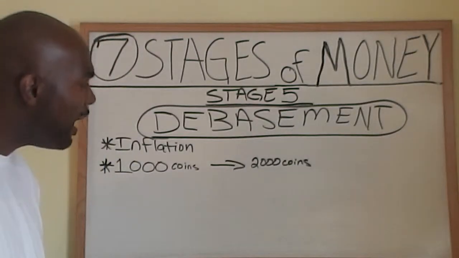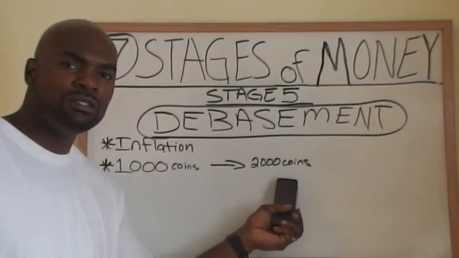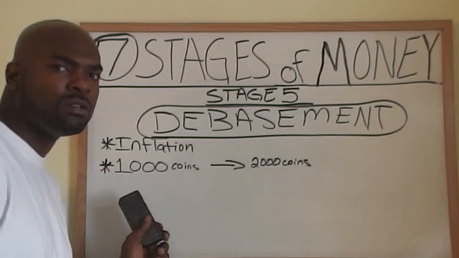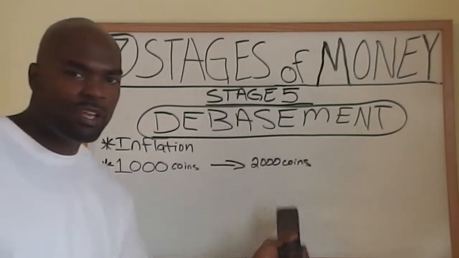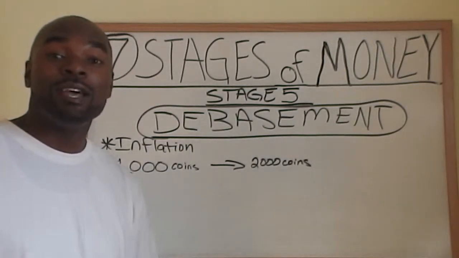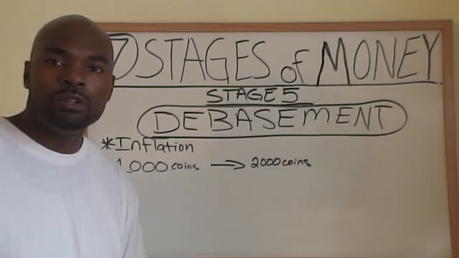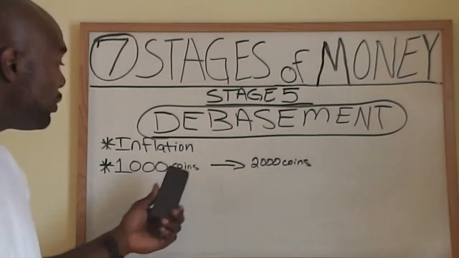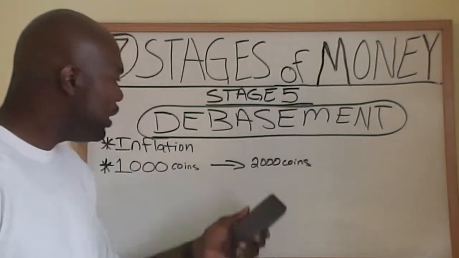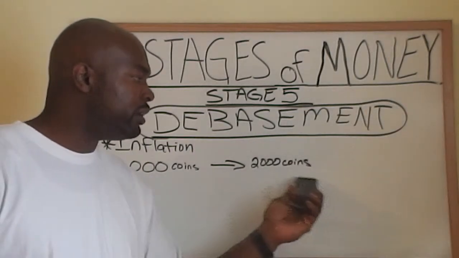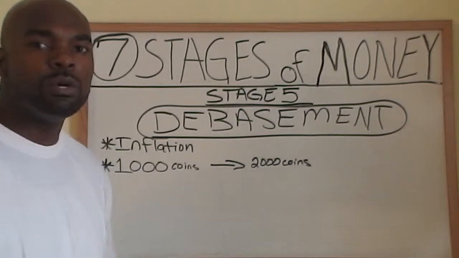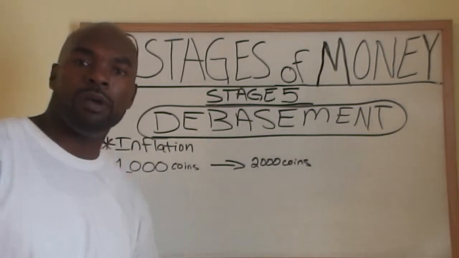And so over time, people will begin to realize this is a little different. These coins are different than these coins. Something about these coins just ain't right. They don't weigh the same. They're not of the same value. You see, and so you would have people then eventually go, well, if you're going to give me some of these coins right here, these 2000 coins, I need 2 of them instead of 1 for this loaf of bread.